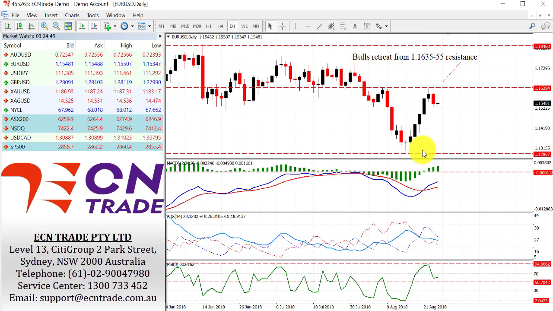But nevertheless, as I mentioned, the market seems to have found its bearish tone again, so I do expect to see weakness to continue.